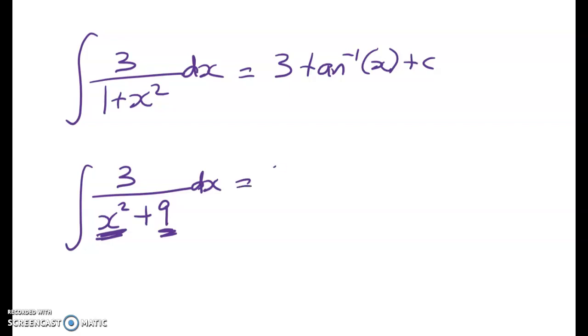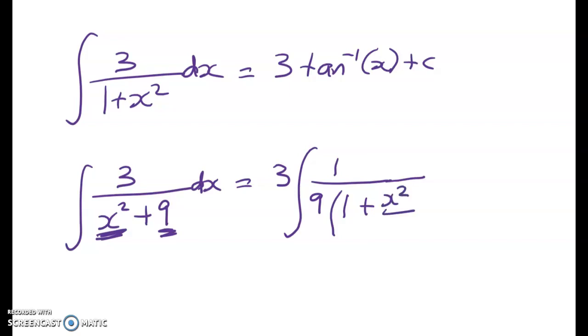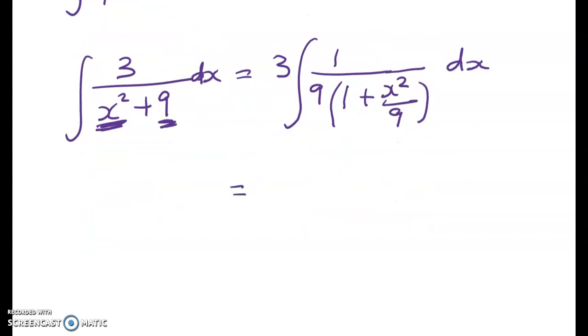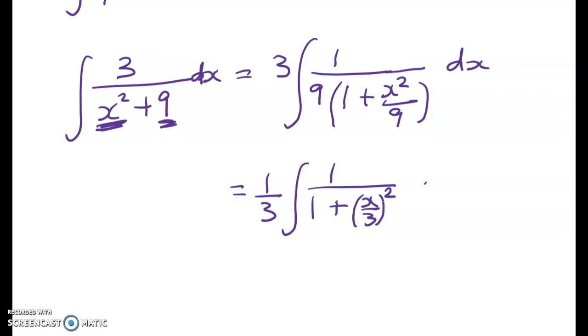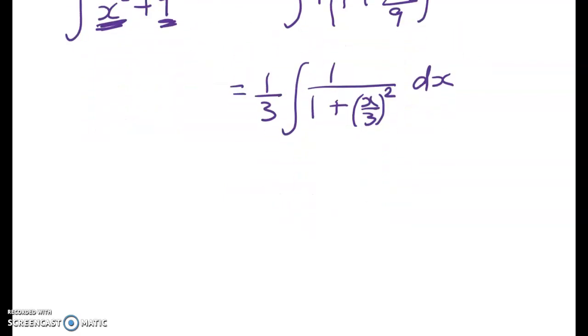So let's first of all take the constant out the front. And then we can force in a factor of 1 plus something squared. So take out that 9 as a factor. And then we're going to have 9 times 1 plus x squared over 9 dx. So now we're sitting with 1/3 times this 1 over 1 plus x on 3 squared dx. So we're getting pretty close to being able to integrate.